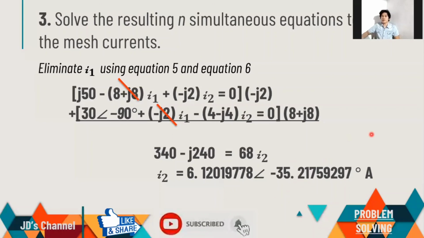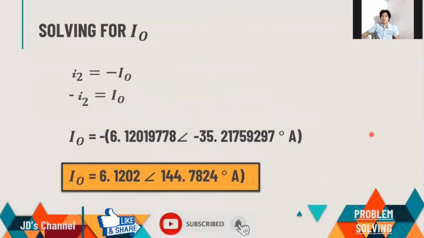And then, the next step is solving for I sub O, which is yung ating hinahanap. So again, I sub 2 is equals to negative I sub O, or negative I sub 2 is equals to I sub O. So gamitin natin yung isang equation kanina. So I sub O is equals to negative yung value ng I sub 2 natin. And then, pag in-input mo yun sa calcu, mag-iba yung ating angle. Okay, so we get 6.1202, ni-round up ko na to class, bar angle 144.7824 degree ampere. Ayan. So, these are our answers.